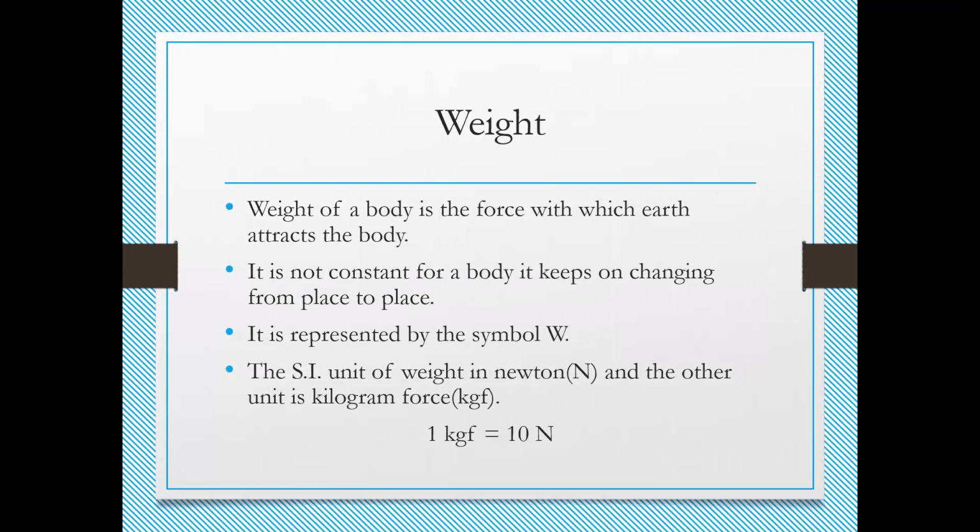Next is, what is weight? Weight of a body is the force with which the earth attracts the body. It is not constant for a body, it keeps on changing from place to place. It is represented by the symbol W. The SI unit of weight is Newton and the other unit is kilogram force. And the relationship between Newton and kilogram force is 1 kgf, or 1 kilogram force, is equal to 10 Newton.